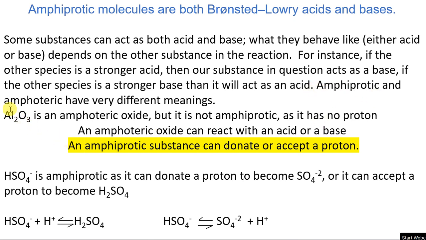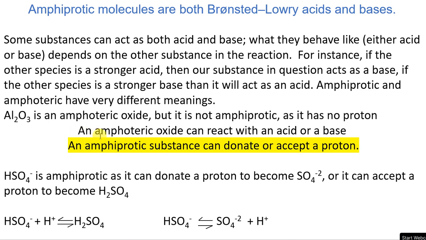Amphiprotic and amphoteric have very different meanings. Al2O3, aluminium oxide, is an amphoteric oxide, but it's not amphiprotic. Can't be. It has no proton.